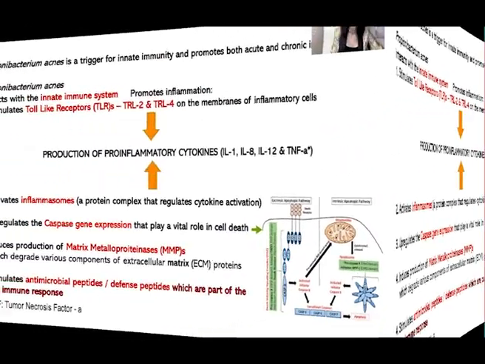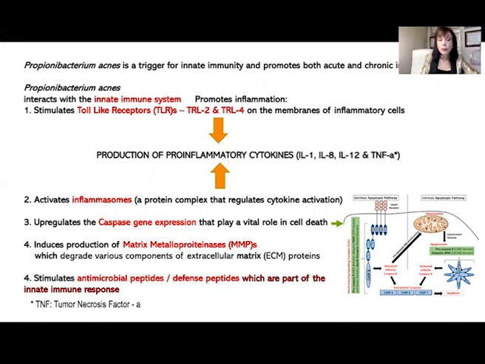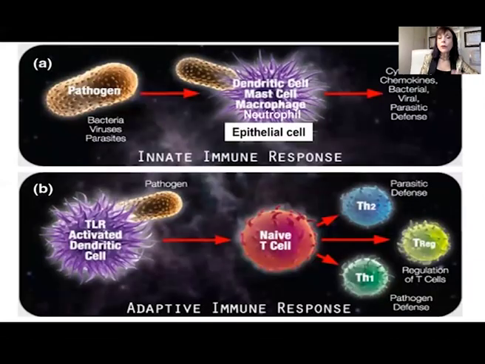genesis. There is an upregulation of the caspase gene expression, which induces production of MMPs, which degrade various components of extracellular matrix proteins. It stimulates antimicrobial peptides, defense peptides, which are part of the innate immune response. The innate immune response is the first type of response of the immune system, and then the adaptive immune response is more specific. It basically attacks the specific bacteria or viruses, etc.